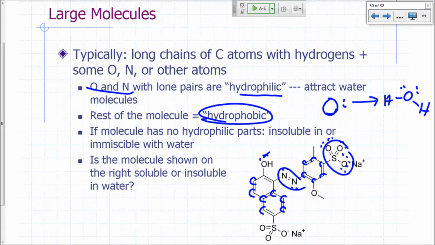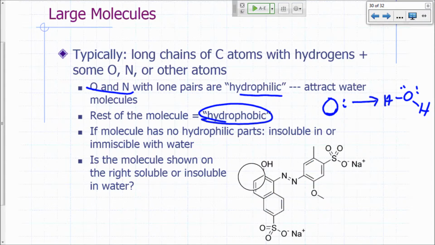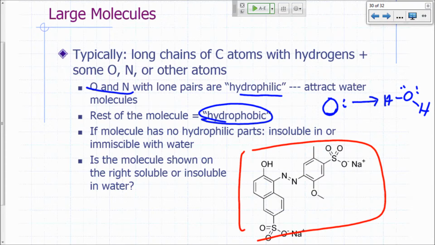Now, when you have these large molecules, the more hydrophilic parts it has, the more likely it's going to be soluble or miscible with water. If a molecule has no hydrophilic parts, you expect it to be insoluble in water. So this molecule that I've drawn here, do you think this molecule would be soluble or insoluble in water? It's got a lot of hydrophilic parts, right? So you'd expect this to be soluble in water.